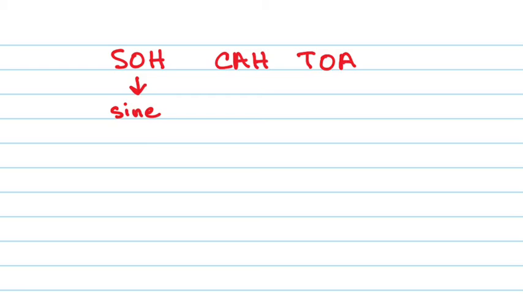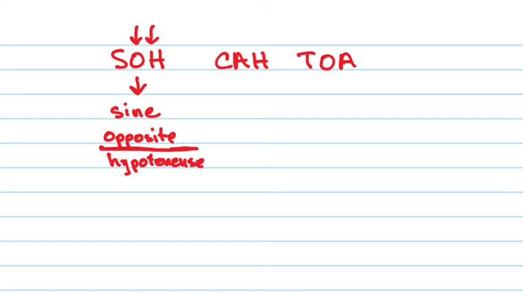And these, O and H, are those labels we gave the sides. So for sine, we're going to use opposite over the hypotenuse. So you're going to make a fraction for them, but you're just going to put them in exactly the order they come in the mnemonic device. So, Sohcahtoa.